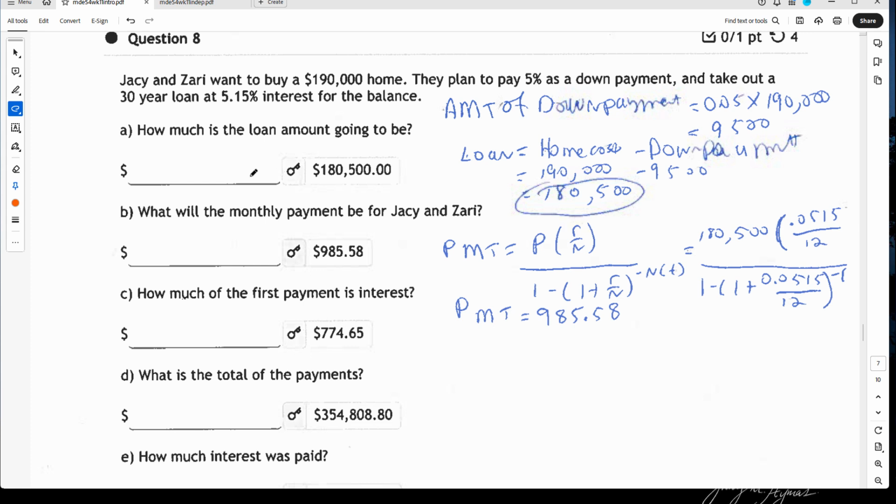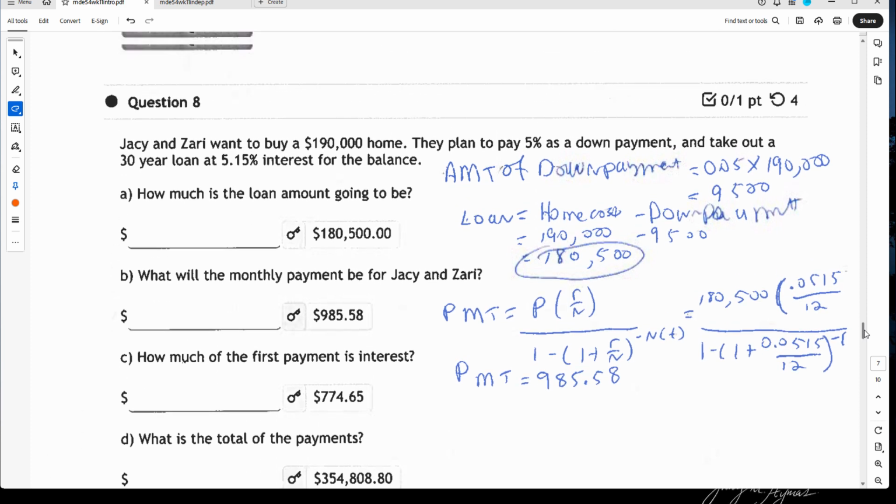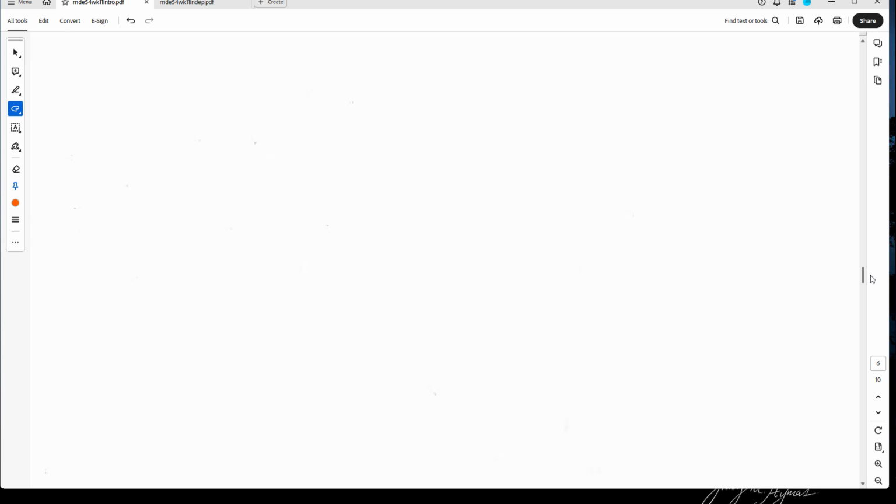So what will the monthly payment be? Use this formula here for your monthly payment, and you plug into it. The amount of the monthly payment is $985.58. So the next one, how much of the first payment is interest? That's number 8.